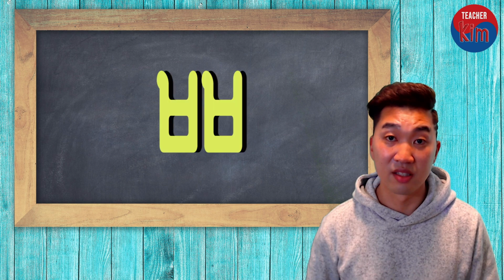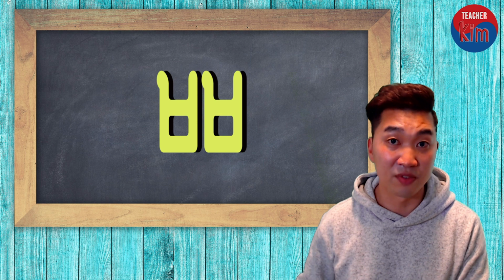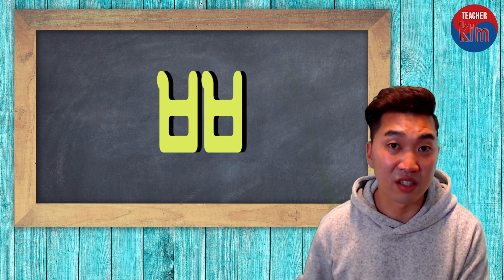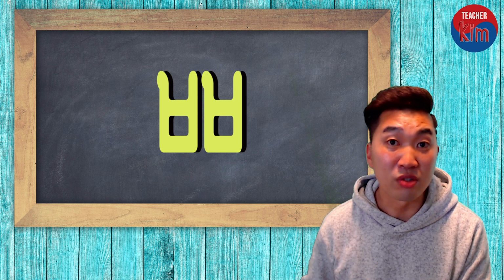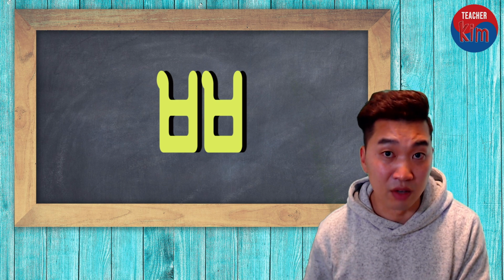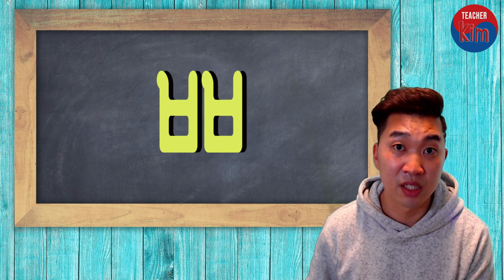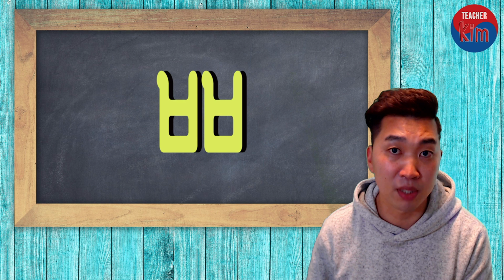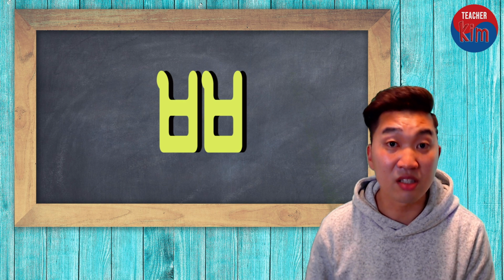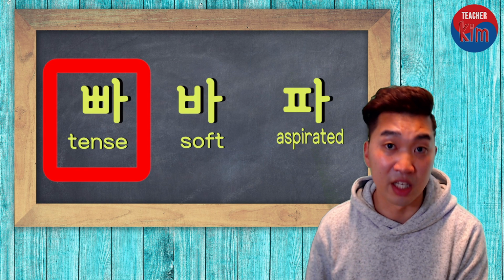Third one is this. This tense consonant comes from the soft consonant. It just looks like double. So when you see double, it means tense sound. So the soft consonant is P. The tense consonant is B. Let's compare to listen: tense, soft, and aspirated.